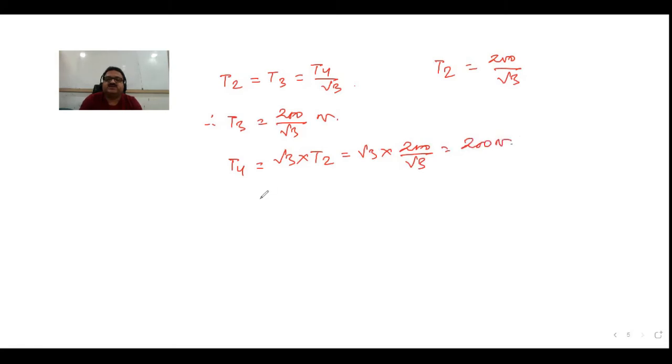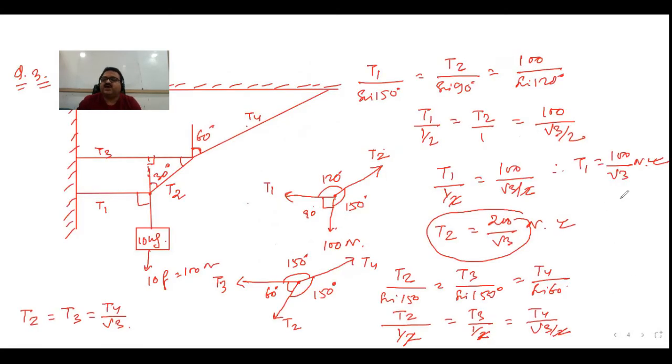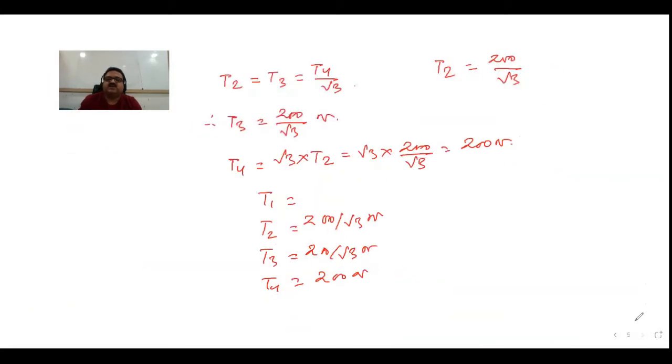So what are the answers? T1 equal to T2, T3 and T4. T4 equal to 200 Newton. T3 and T2 both are equal, that is equal to 200 by root 3 Newton. And what is T1? T1 is equal to 100 by root 3 Newton.